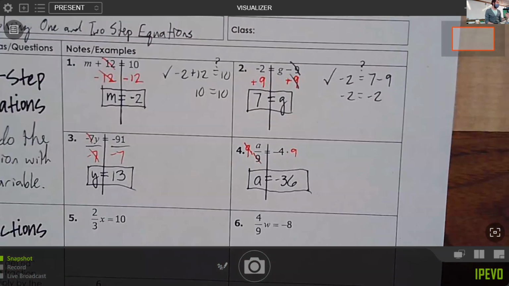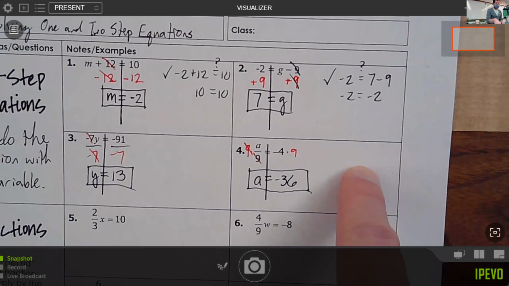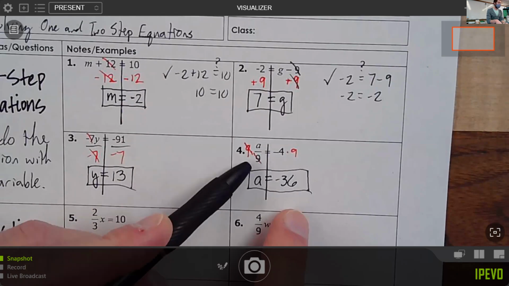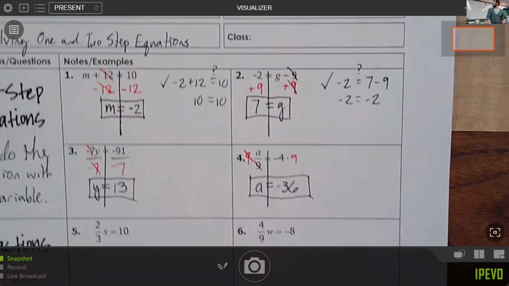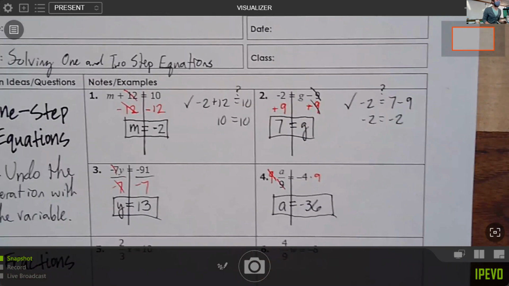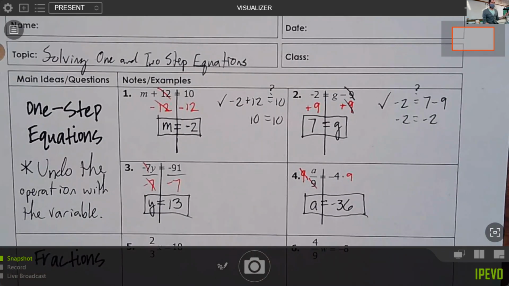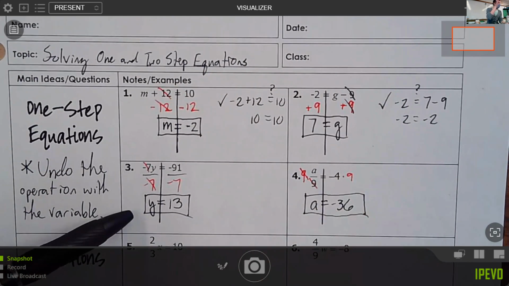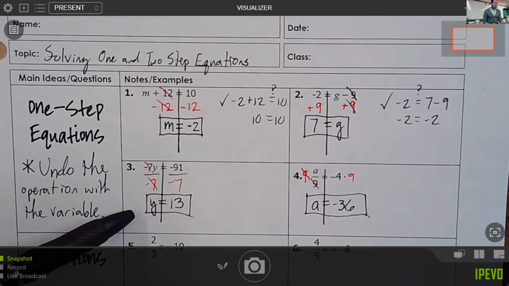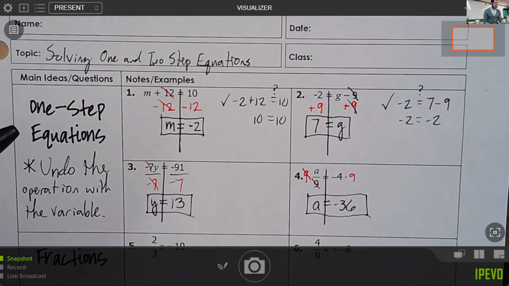And then plug it back in. You can write it down if you want to, but definitely check your answer. Does -36 divided by 9 equal -4? Yeah, it does. So those are our four single operations to solve our one-step equations. However, there is a fifth way. There is a fifth way to solve a one-step equation.